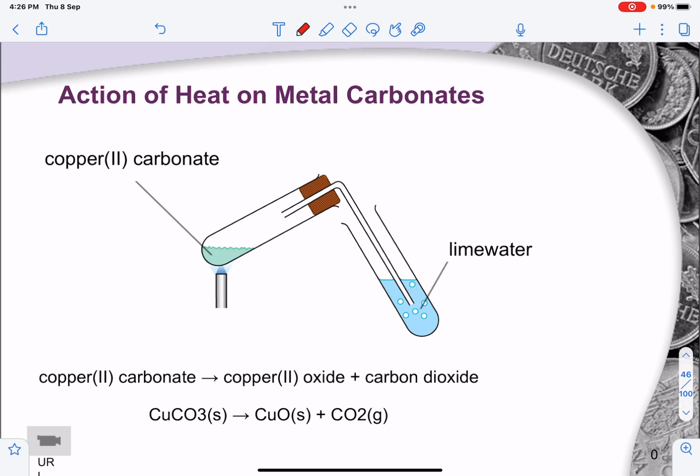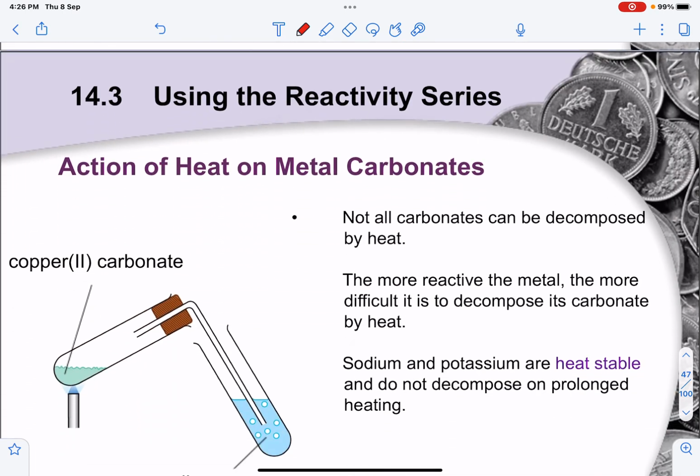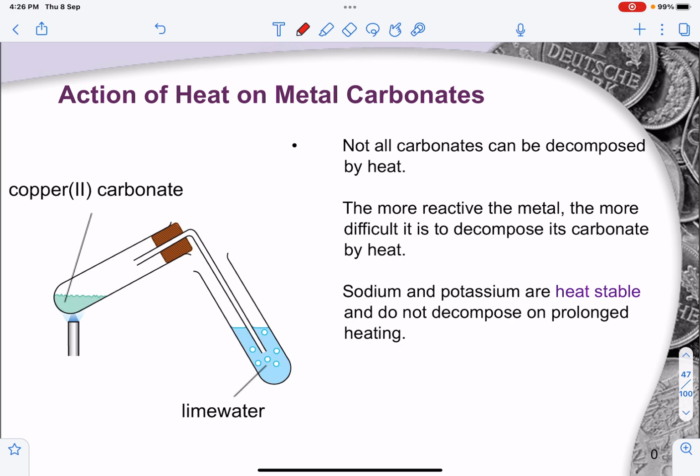So another one is of course heat on the metal carbonate, where copper 2 carbonate, when you heat it, it will form copper 2 oxide and carbon dioxide gas. Now this one is very subjective because sometimes some of these carbonates decompose very easily. So exposing it to direct heating, you can decompose it and therefore damage it. So not all carbonates, like what I say, can be decomposed by heat.